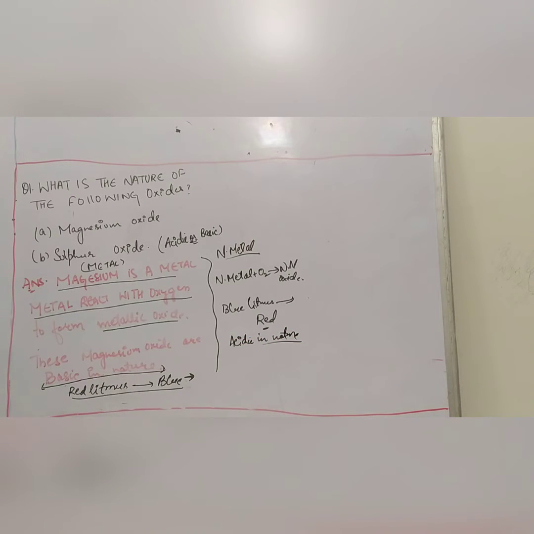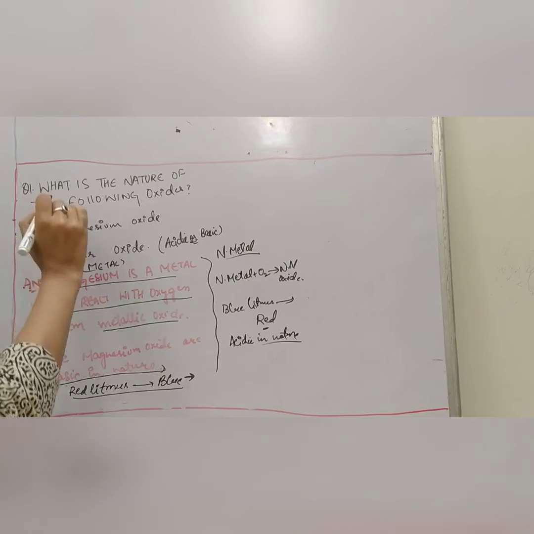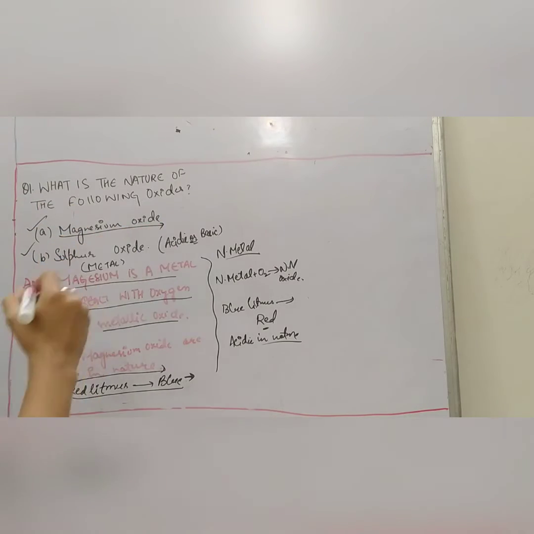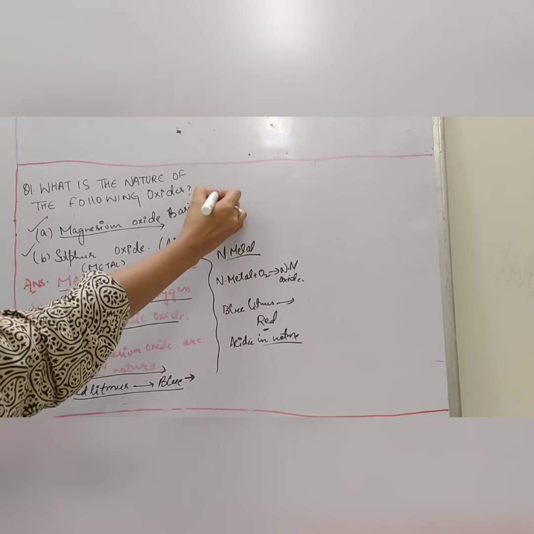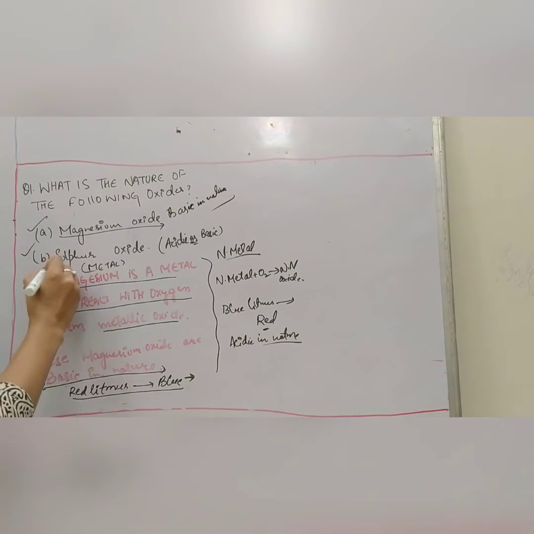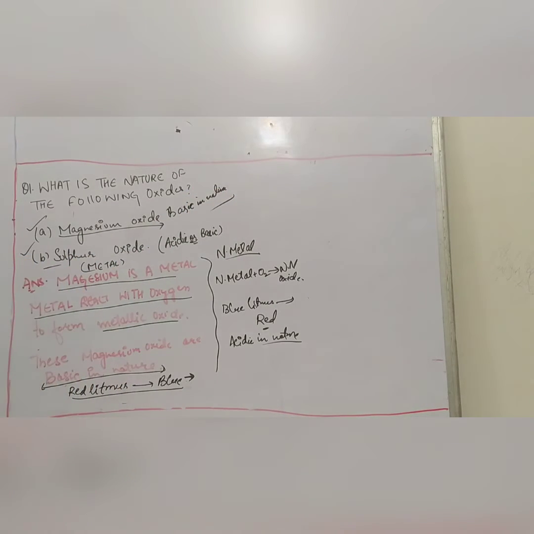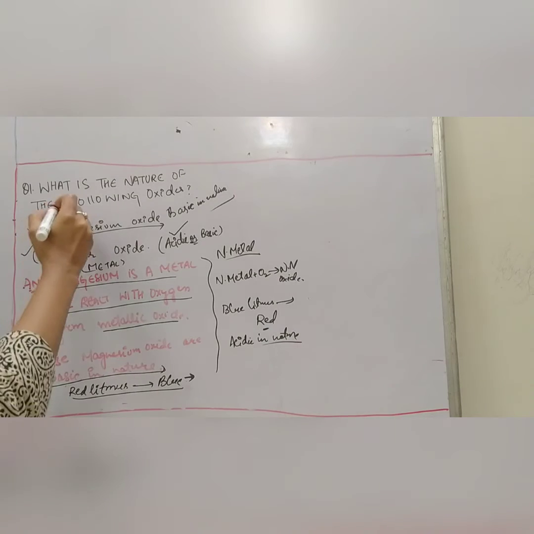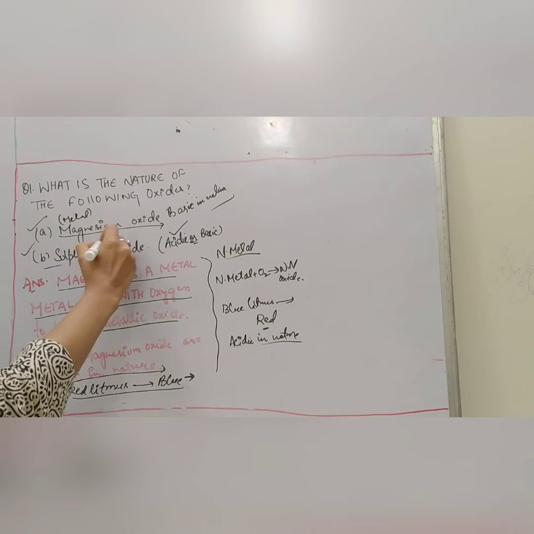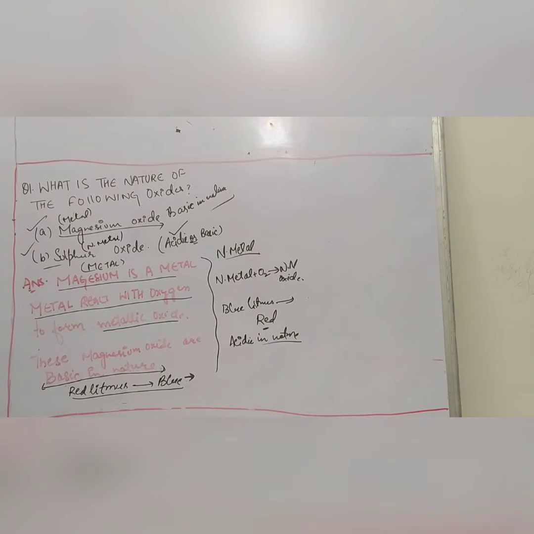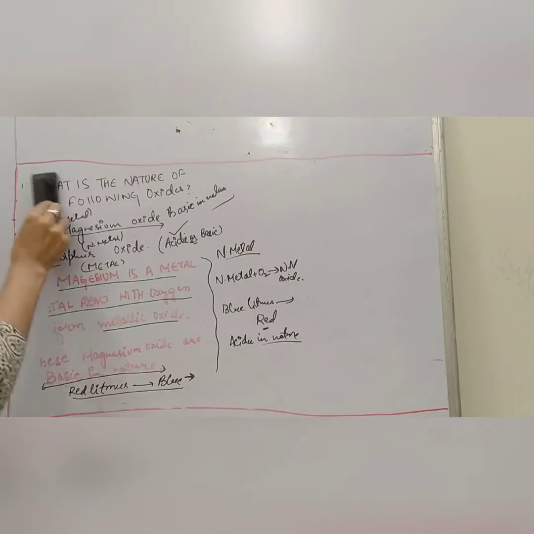Right, so here we found that magnesium oxide is basic in nature and your sulfur oxide is acidic in nature. Magnesium is metal and your sulfur is non-metal. Right, I hope it's clear to you now.